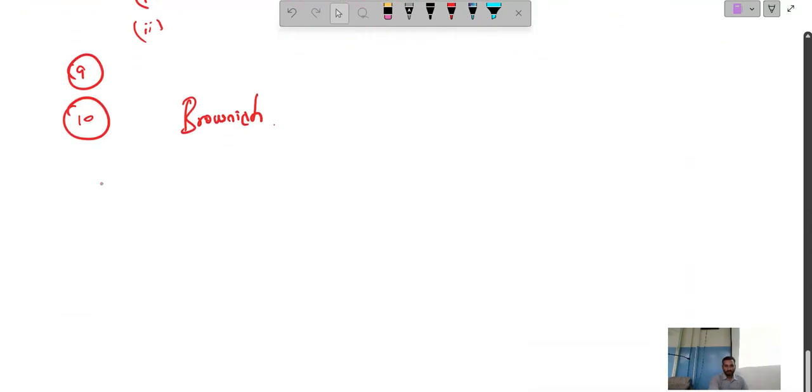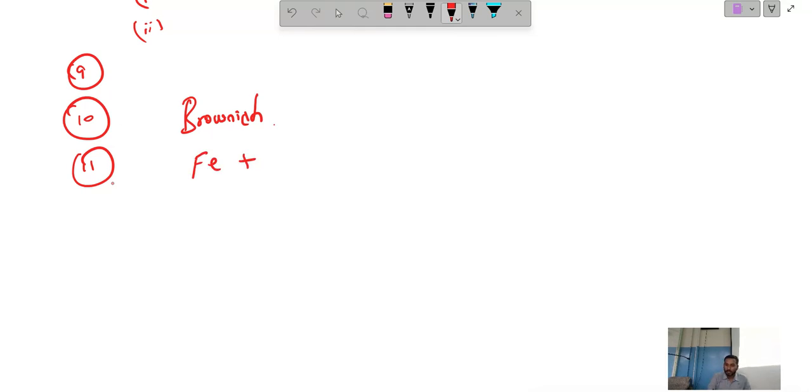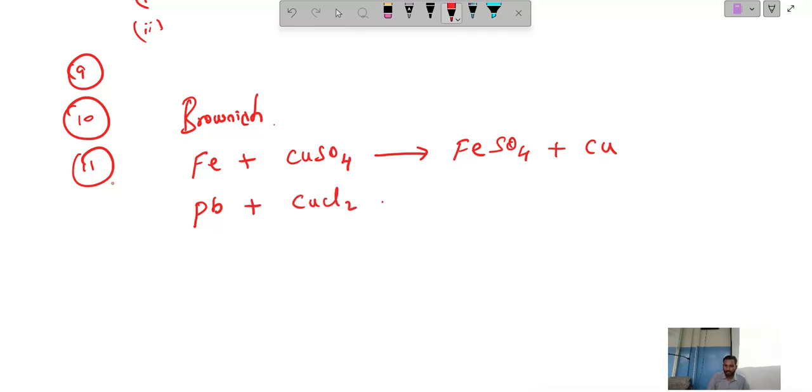Next possible question, make a note. Fe means iron, ferrous. Iron plus copper sulfate, that is ferrous plus copper sulfate, gives ferrous sulfate plus copper. Okay. Next, Pb plus CuCl2 gives PbCl4 plus Cu.